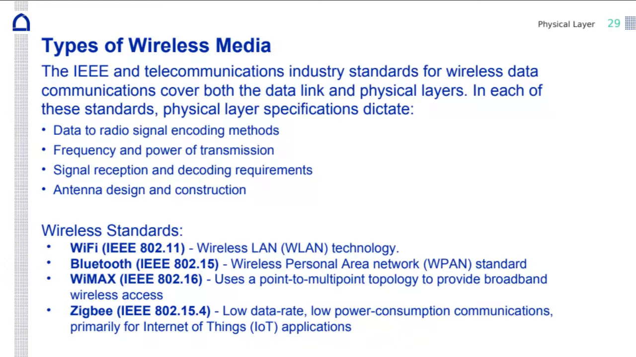WiMAX is a point-to-multipoint topology to provide broadband wireless access. We have Zigbee, IEEE 802.15.4. This is a low data rate, low power consumption communication, especially for IoT devices. We call it Zigbee.